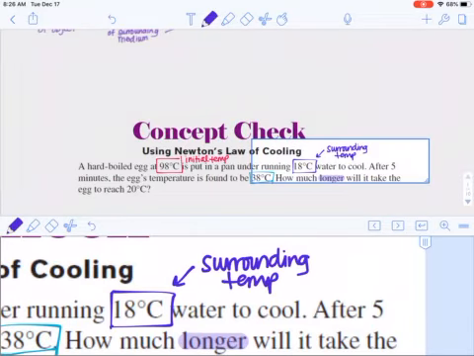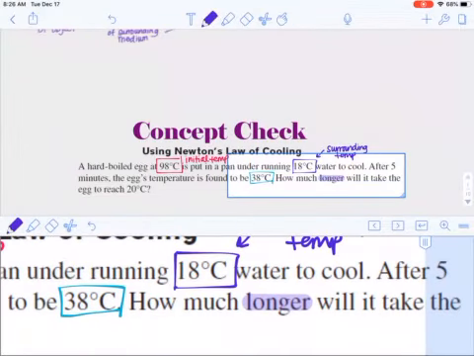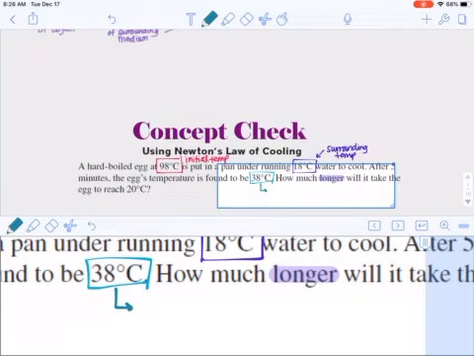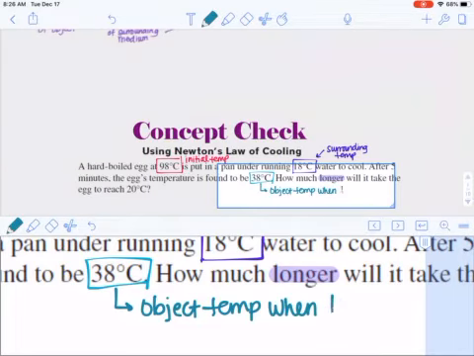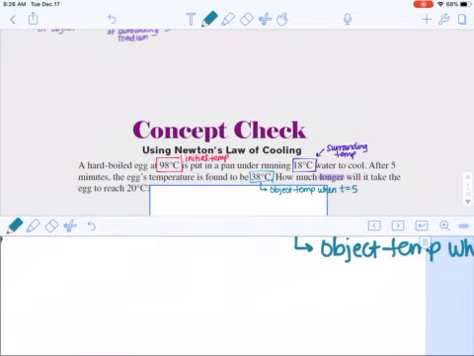After 5 minutes, the egg's temperature is found to be 38 degrees Celsius. Okay, and so this is the object temp when t equals 5. It says, how much longer will it take the egg to reach 20 degrees Celsius? All right, so there's that "longer" business in there as well.